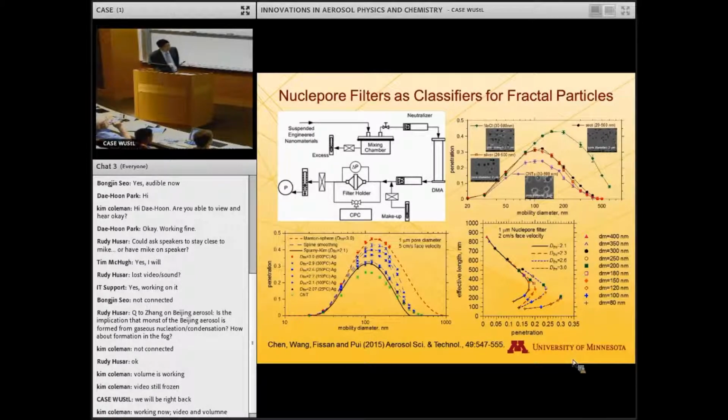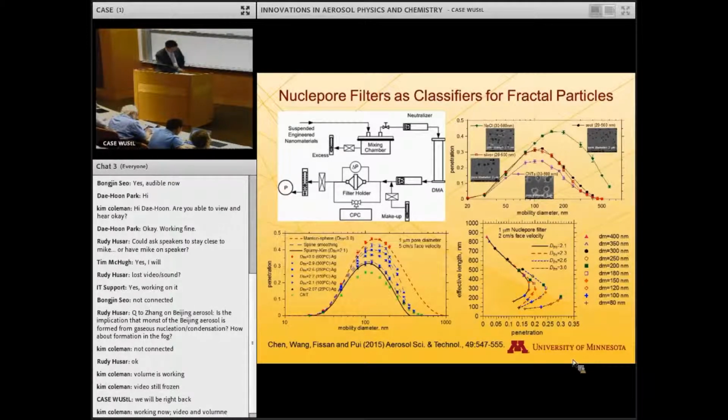In the latest paper that just came out, we proposed a technique making use of this to measure nanoparticle length and fractal dimension. For example, if we have a mobility diameter of 100 nanometers, and it has, let's say, 16% penetration through the 1 micron nuclear pore filter, this will give us a length of 200 nanometers and a fractal dimension of 2.1. These lines are for different fractal dimensions. The details of this technique are in this paper.